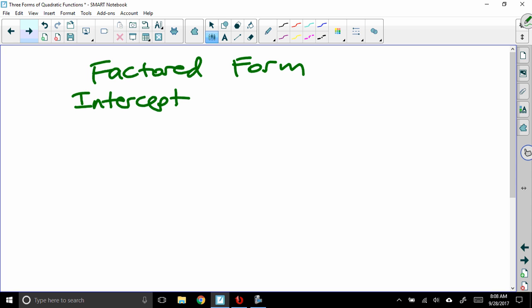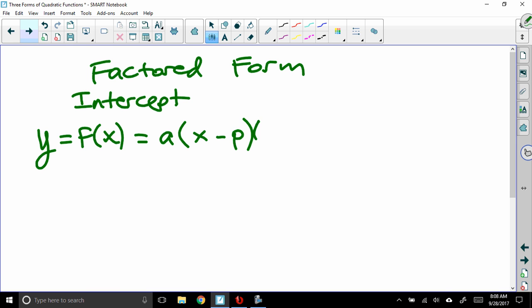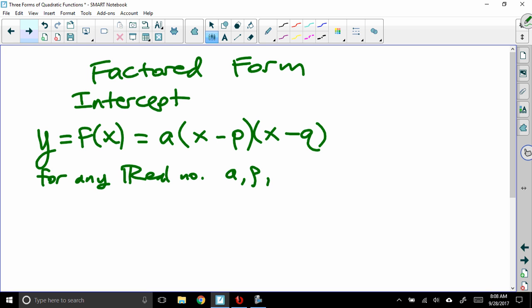So what it looks like is this. y equals f of x equals a. Oh my gosh, this a shows up everywhere, doesn't it? And it does the same thing, so understanding what a is a real big deal. a times the group x take away p times the group x take away q, for any real numbers a, p, q, with a not equal to 0.